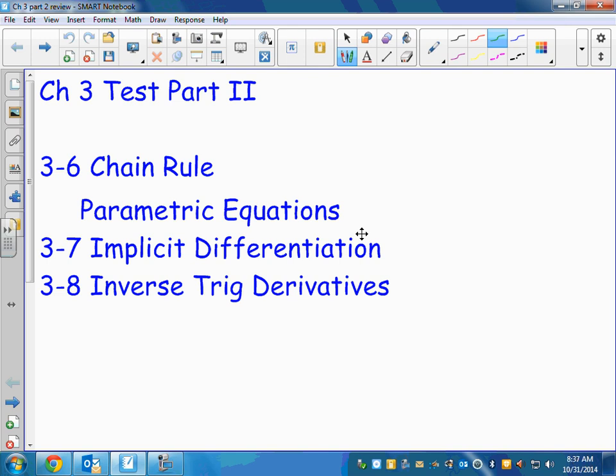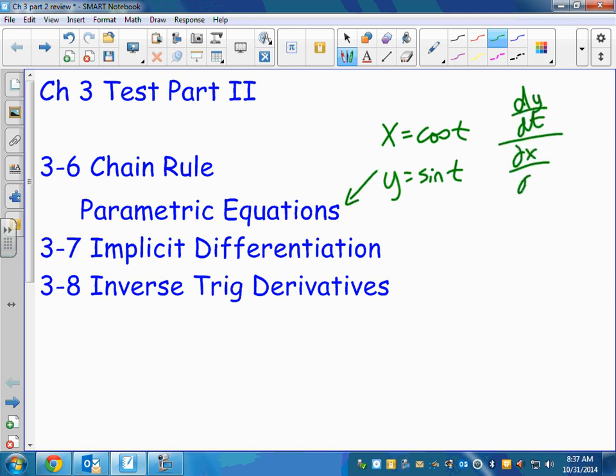The derivative of the outside function is the inside alone times the derivative of the inside function. The one thing maybe you have forgotten is we did talk about taking a derivative of parametric equations, where they give you, like, x equals cosine of t, y equals sine of t, right? They give you two functions, and they ask you to find the derivative, and you have to take the derivative of the y function over the derivative of the x function. So when they say find dy over dx, you have to remember that you take dy over dt over dx over dt. Not hard to do, but it's something that we haven't talked about in a while.